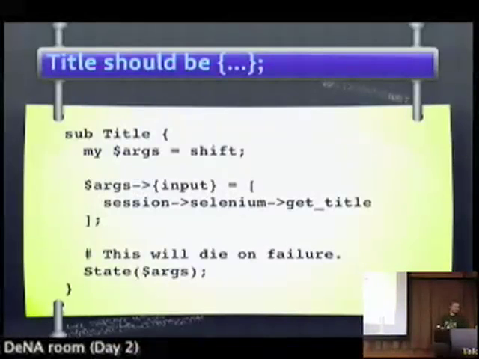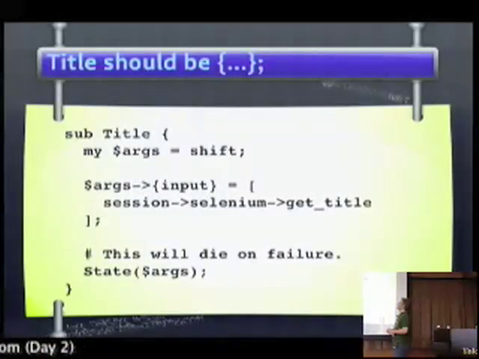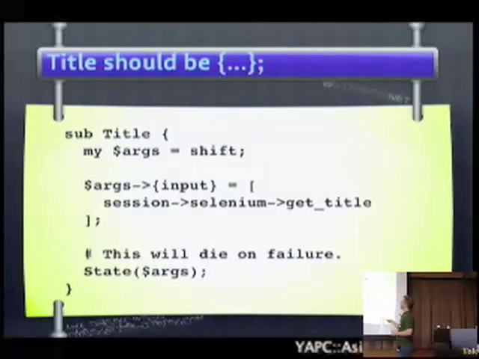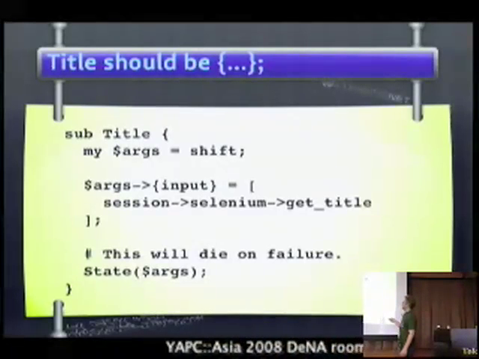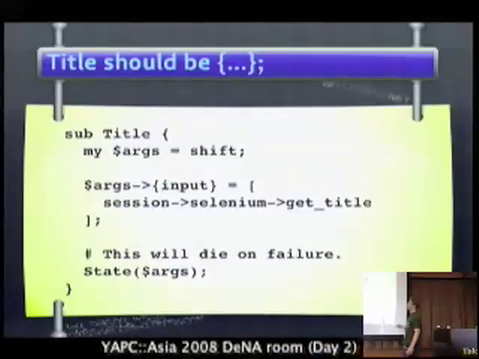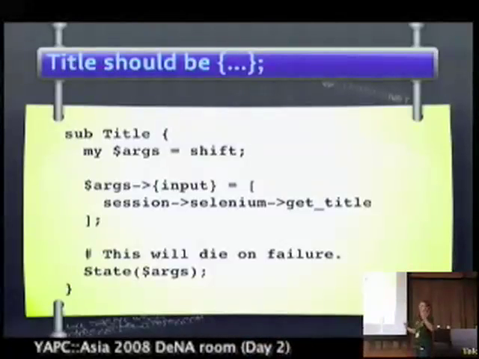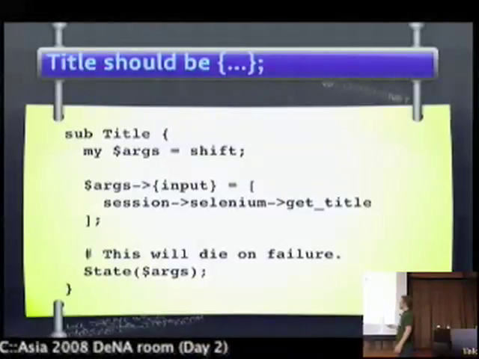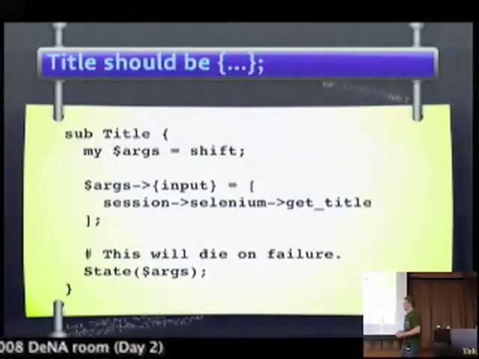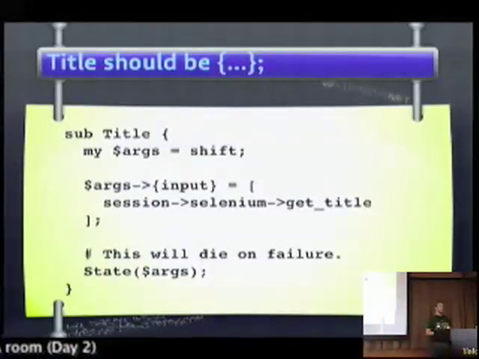So getting to title. We have a function title, and it expects arguments, which is a hash reference again. And what we're going to do is set up the input argument. We're going to call Selenium in this case. So we have a current session because we have stacks that we're working with. We always have a current session. And we're going to call the Selenium object's get title. And that'll return the title of the current page as it's loaded into the web browser. And then we call a state function. And this state function is used for all equality tests. But, and I'll explain that in a moment too, what we do is we pass it all of the arguments.